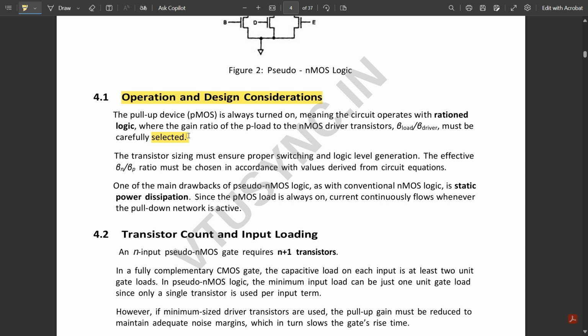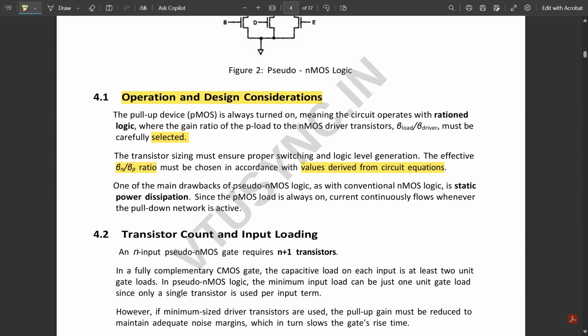It won't be in the toggling state or off state. It is always on. So that's why the beta n by beta p ratio would be mattering a lot. The transistor sizing must ensure proper switching and logic level generation. The effective beta n by beta p ratio, that is the beta ratio, must be chosen in accordance to the values derived from the circuit equations.